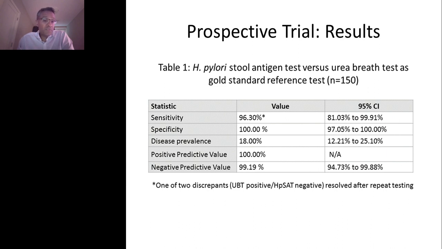One of the two discrepants that was UBT positive but stool antigen test negative resolved after repeat testing on the stool antigen. So this leads to about a 98 to 99% agreement between the two tests.